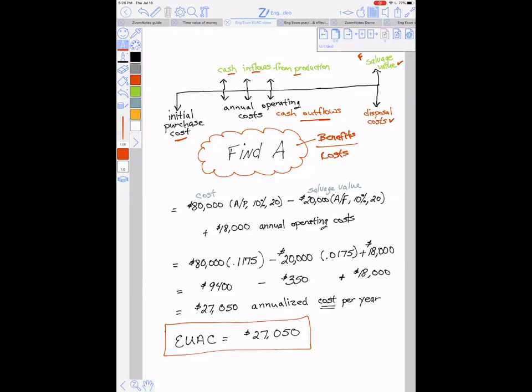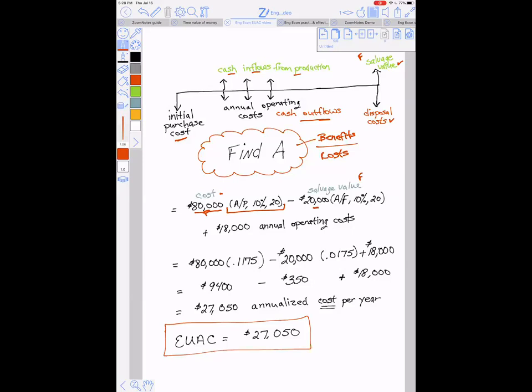All right, let's get back to an example here and actually solve it. The example I gave on the prior page, we had $80,000 cost, and what we want to do is turn that into an annuity. So we multiply the cost, which is in terms of P, by a factor, find A given P, 10%, 20 years. Then salvage value, that's a future value.